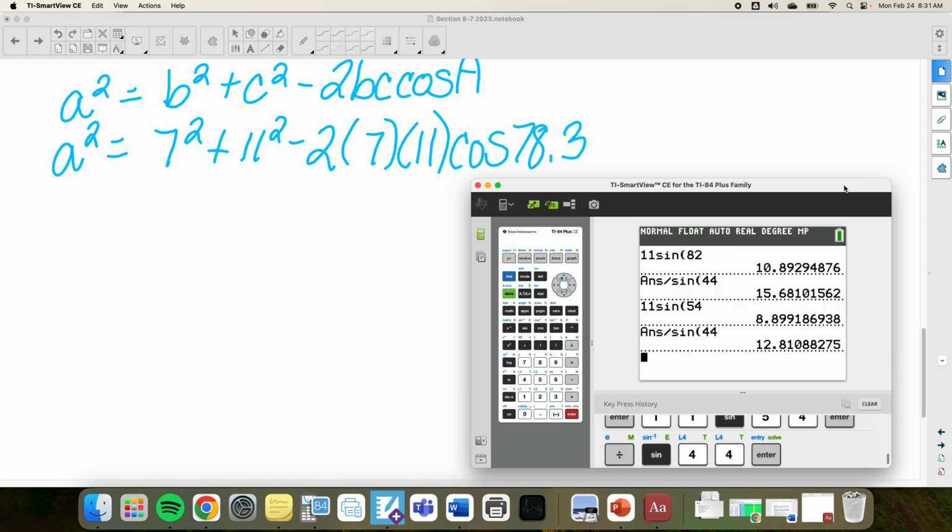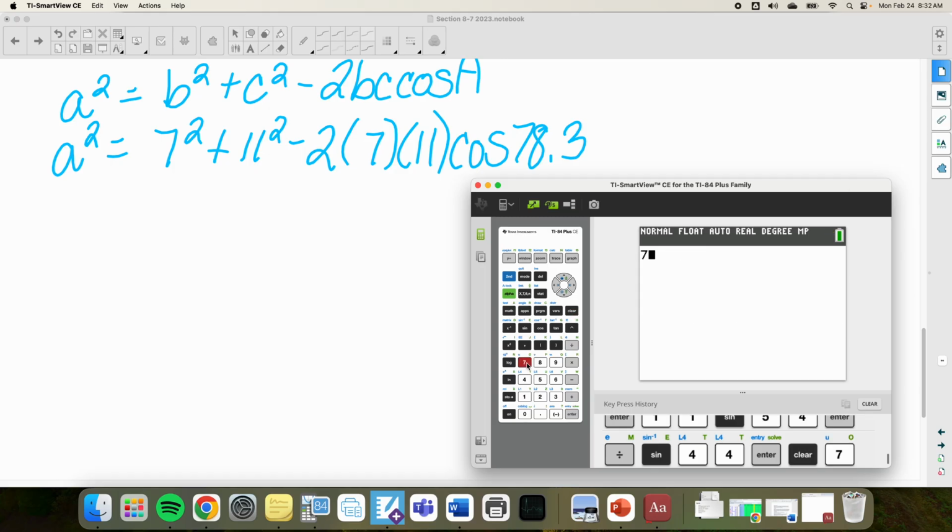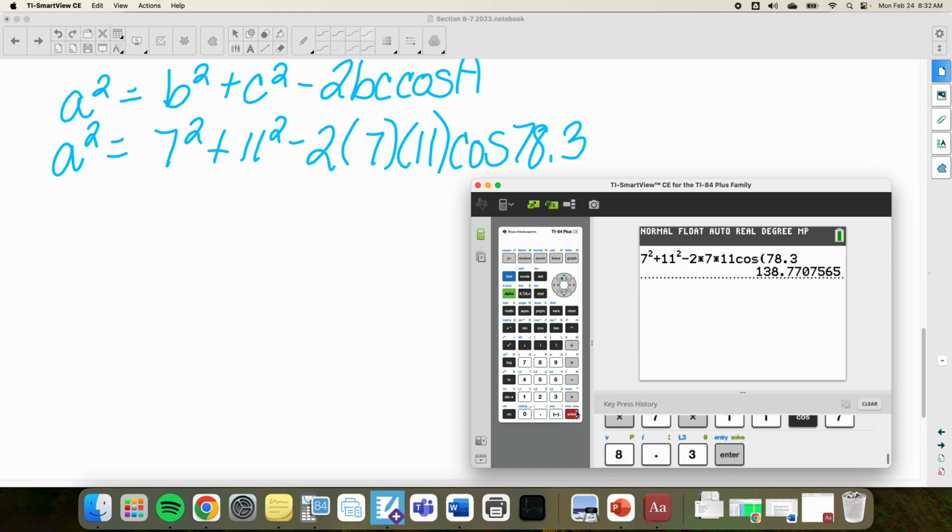Like, I think everybody would type this in correctly, but you have to take the square root when you're done, okay? Don't forget that. So if I go 7 squared plus 11 squared minus 2 times 7 times 11, cosine 78.3. Did you guys get like 138.77? And then that is a squared.